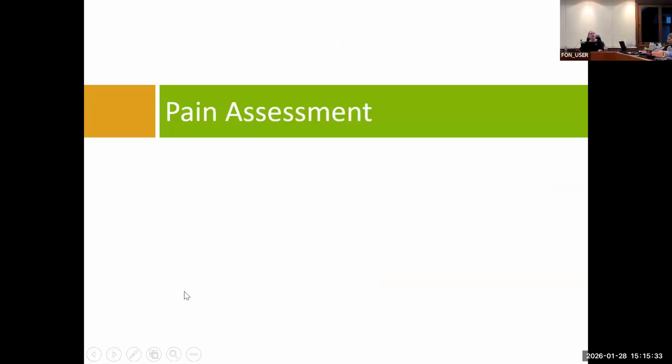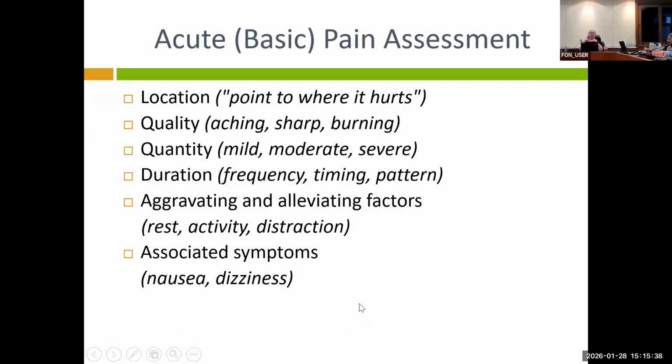Now let's talk a little bit about pain assessment. Now this is an acute or basic pain assessment. This is a little bit different than what we talked about in the last presentation, which was a chronic pain assessment, okay? So this is acute basic pain assessment. This is kind of nice because you can compare and contrast the two different assessments.